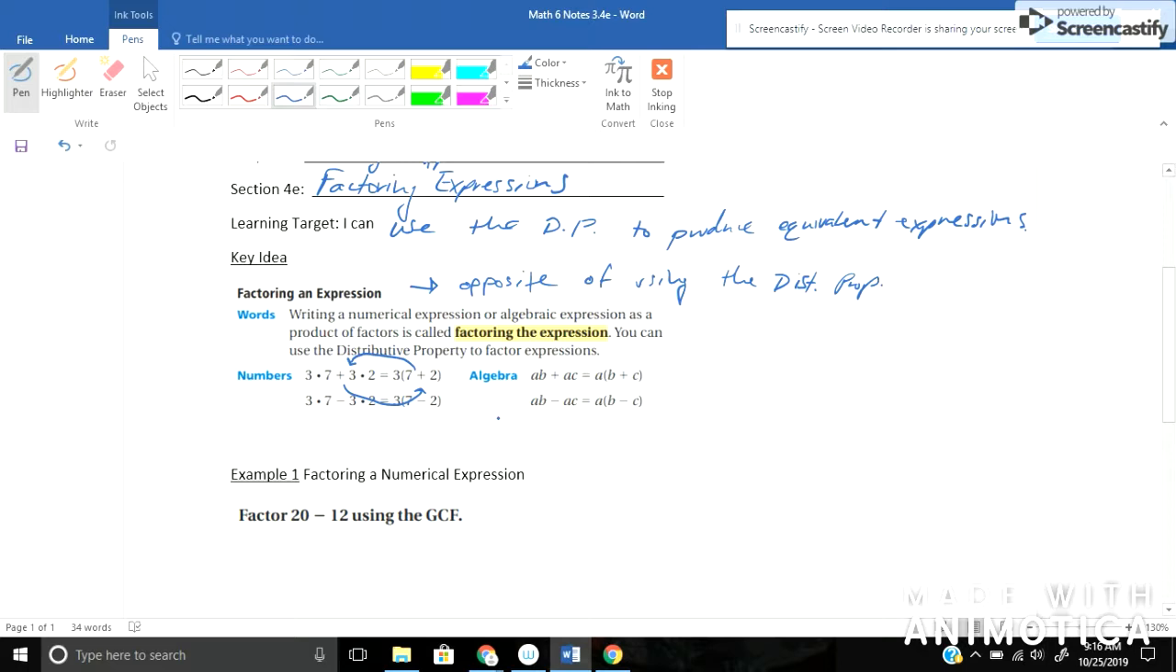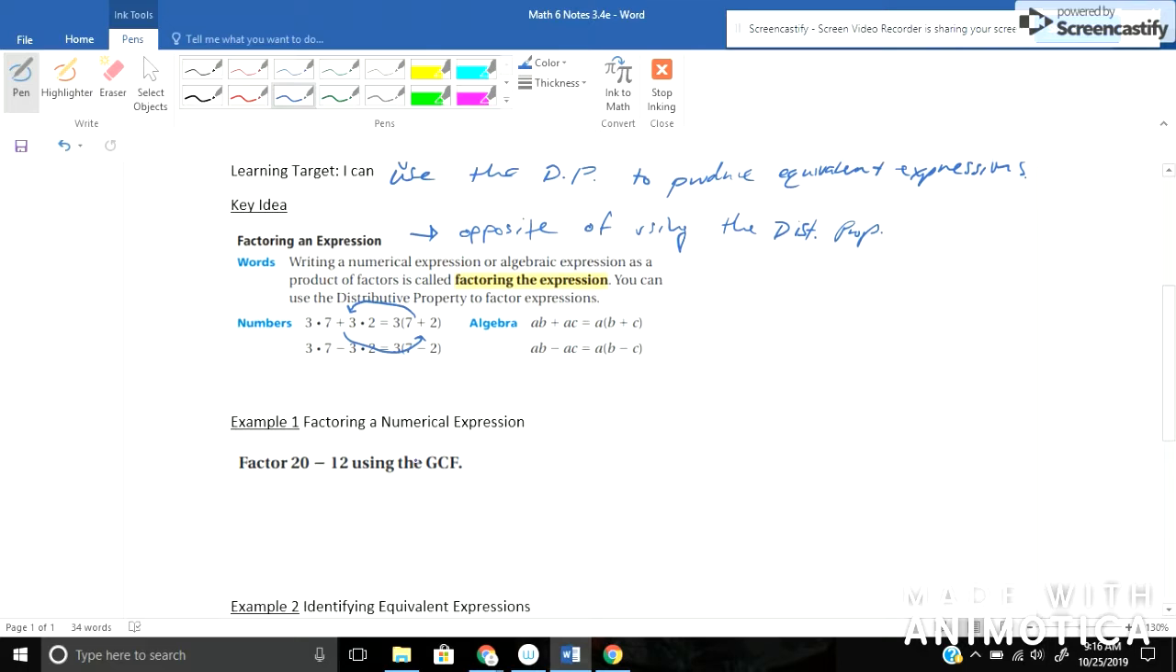So let's try it. It says, for example 1, factor a numerical expression using the GCF. Remember, GCF stands for the greatest common factor. So we'll find the factors of 12 and the factors of 20. Remember, factors are numbers that multiply to get to that number. So I like to start with 1 and itself, so 1 and 12. 1 times 12 is 12. It's even, so 2 times 6 is 12. And lastly, I'd have 3 times 4 is 12.